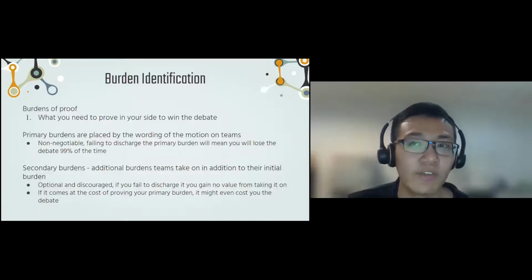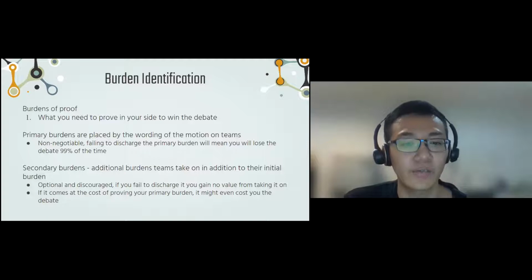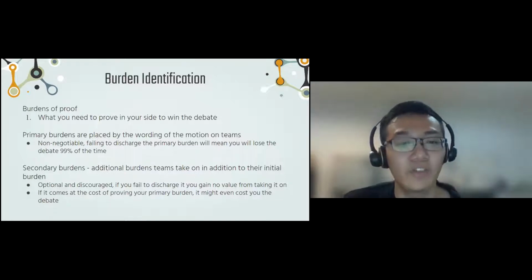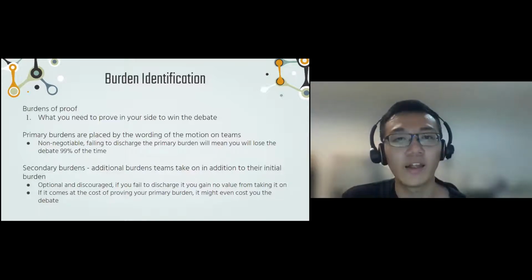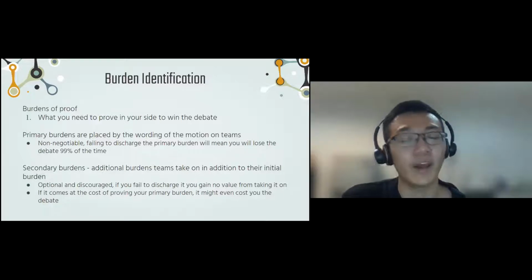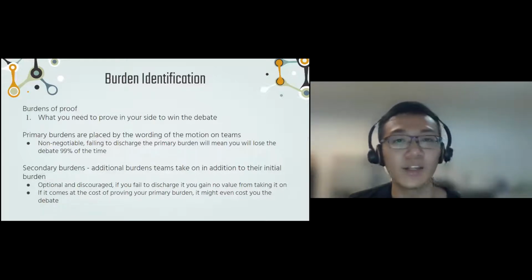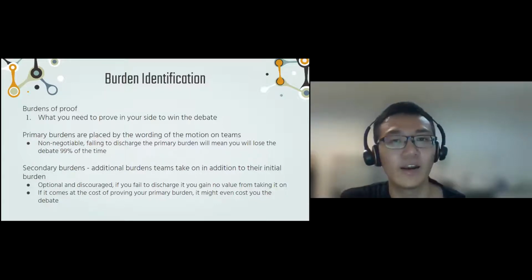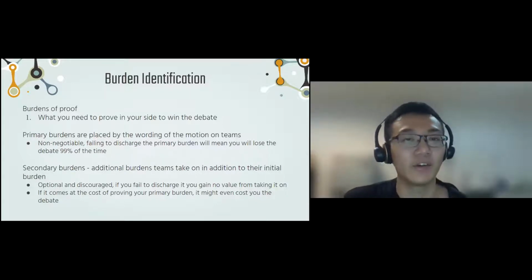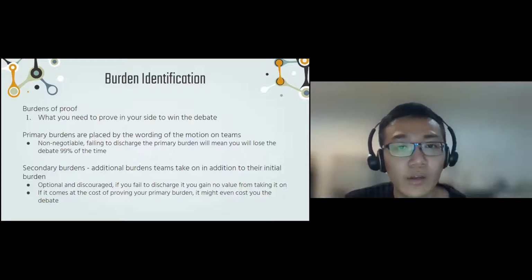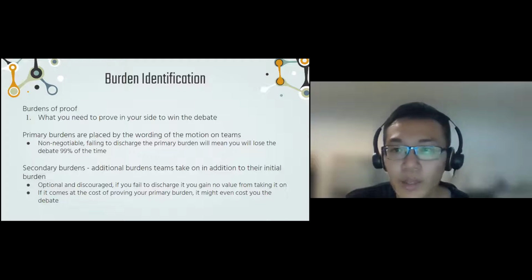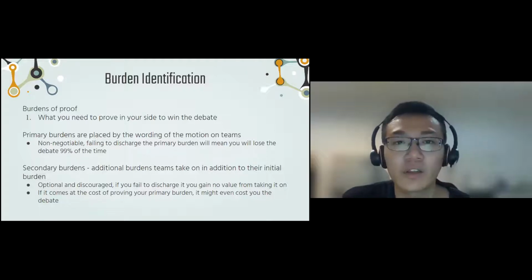However, if you talk about the secondary impacts at the expense of the primary clash in the round, and you, as a result, fail to prove your primary burden, it could cost you the debate. And especially if you're not clear as to what is and isn't within the scope of your primary burden, it can get a bit hairy. You might not know what to prioritize. So I discourage people from taking on secondary burdens. But if you want to do so, be aware of the risk associated with it.